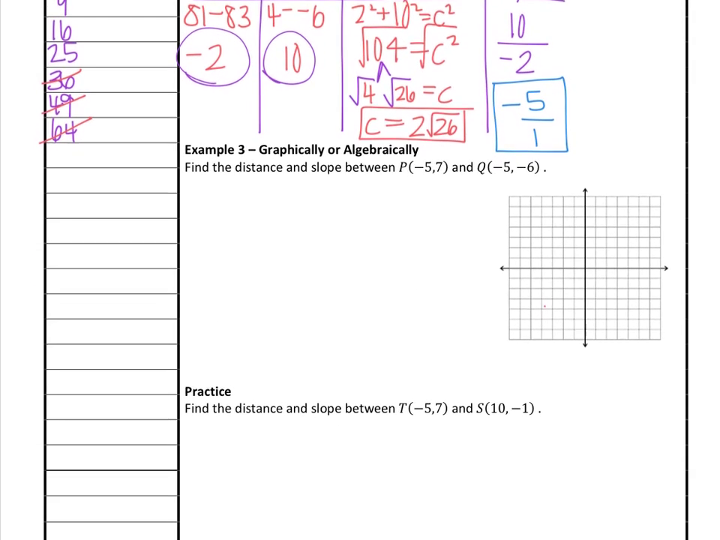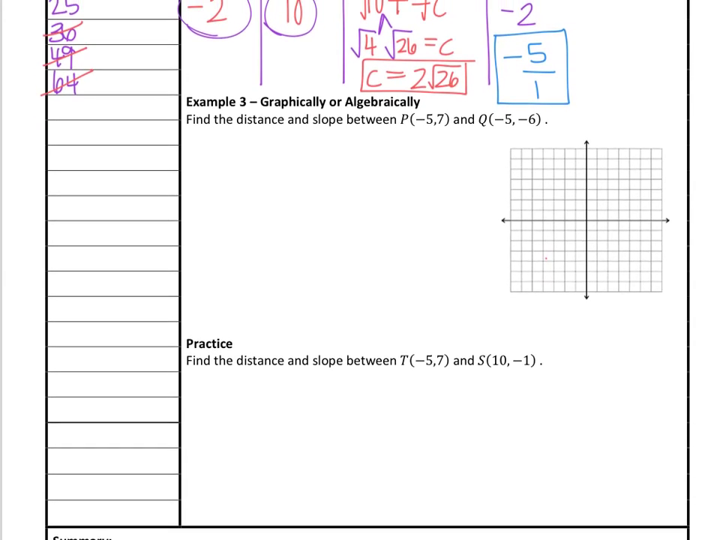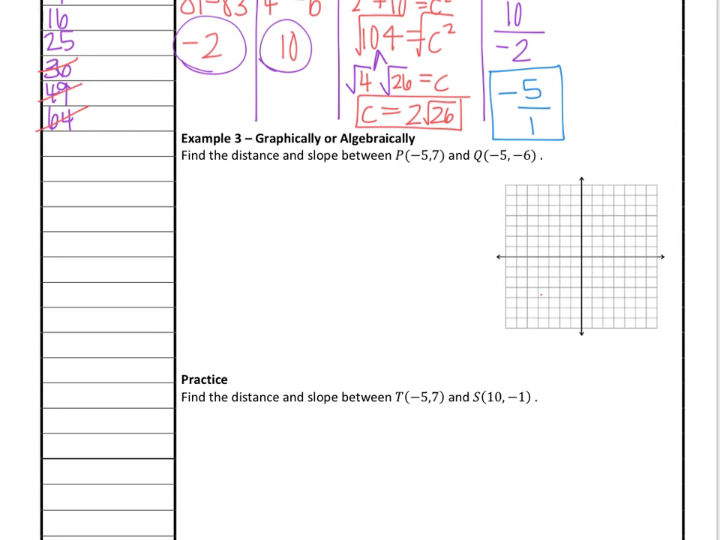Alright, example 3 here has us determining the distance and slope between P and Q. We can either do this graphically or algebraically. Since there's a graph there, maybe we'll try it graphically. We have negative 5, positive 7. This point P all the way up here at the top. And Q is negative 5, negative 6.